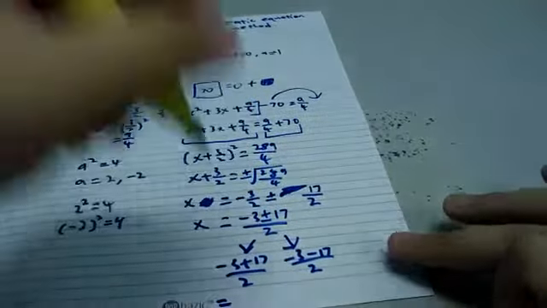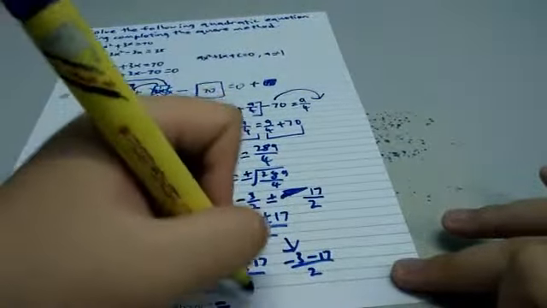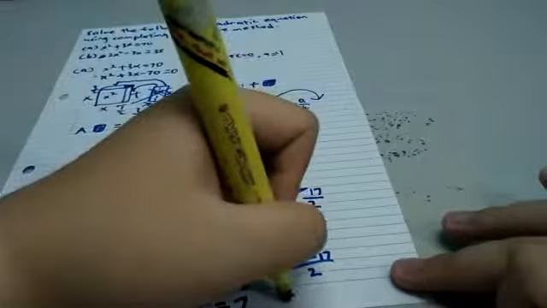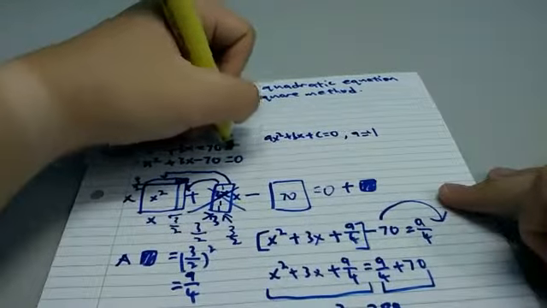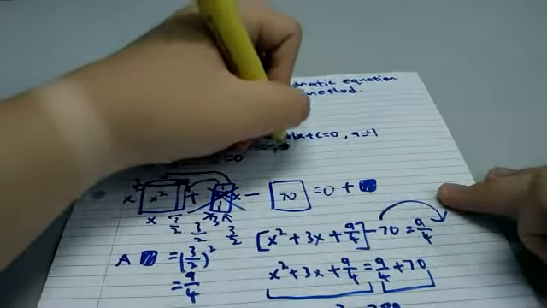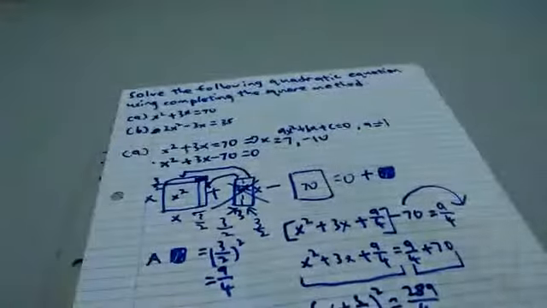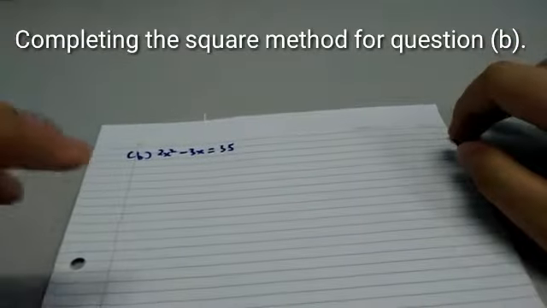So both of that will make as 7. Here is negative 10. So the solution for this quadratic equation is x can be equal to 7 and negative 10. Now let's solve question number 2.